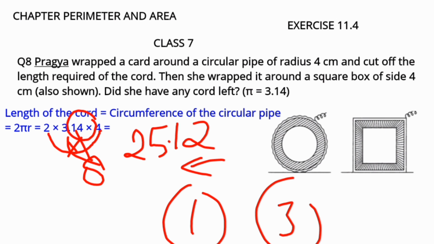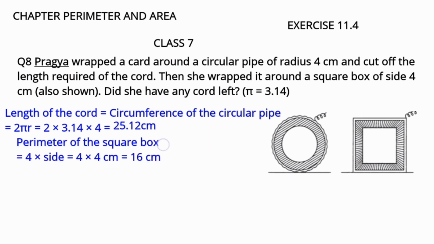So 25.12 centimeter is the length of the cord Pragya wrapped around a circular pipe. Now we'll find the length of the cord that is required for the square box. To calculate the perimeter of a square box, perimeter of a square is 4 into side. Side of the square is given to us, 4. So 4 into 4, 16 centimeter.